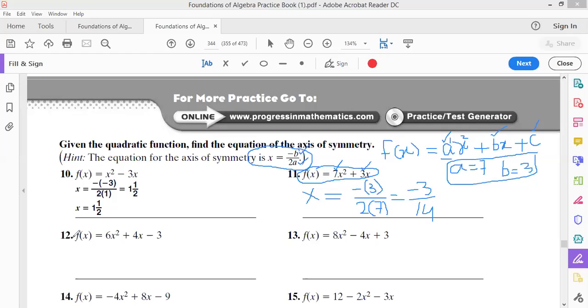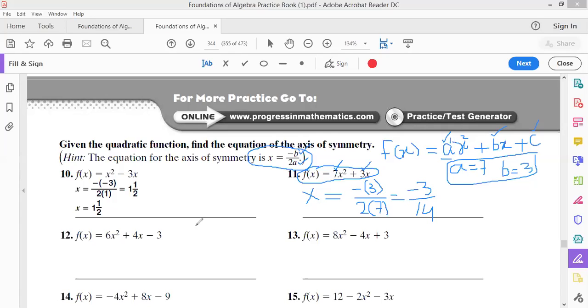Question number 12. Read the function. What is the function? F of x equal to 6x squared plus 4x minus 3. Tell me, is it quadratic or linear? The maximum power of x is 2. So is it quadratic? Yes, quadratic.